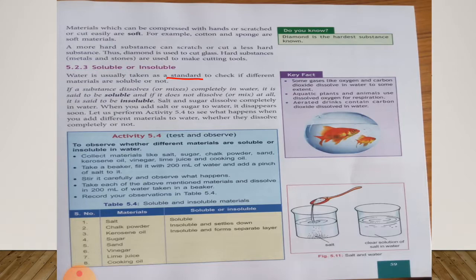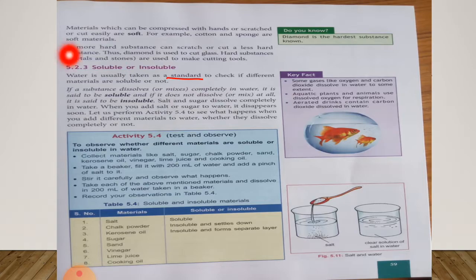So students, open page number 59 in your science book and keep a pencil with you to underline hard words. So here I am going to read. Water is usually taken as a standard to check if different materials are soluble or not. So you have to underline standard. Standard means a level of quality or attainment. So water is taken as a standard to see if something is dissolved in water, it is soluble or not.